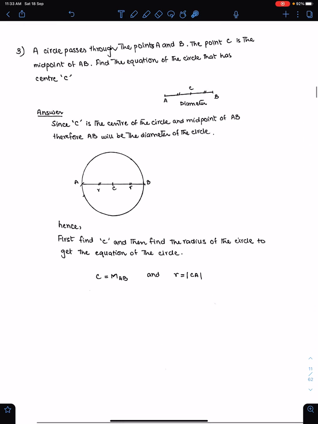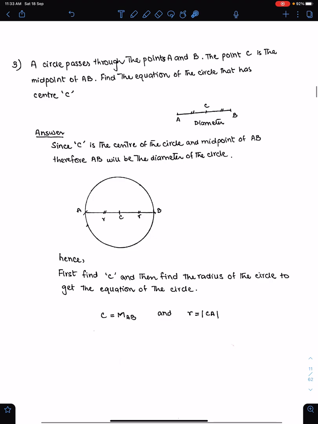Next. A circle passes through the points A and B. The point C is the midpoint of AB. Find the equation of the circle that has center C. So C is the center of the circle and the midpoint of AB. Therefore, AB will be the diameter of the circle.